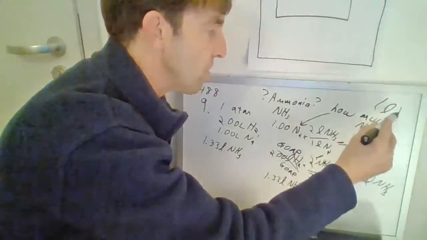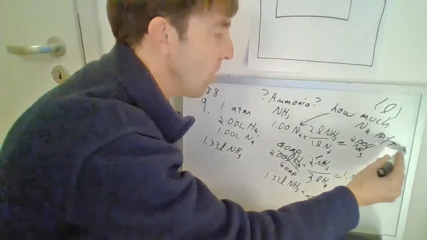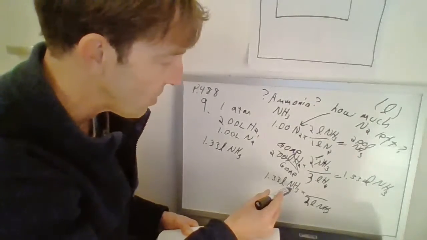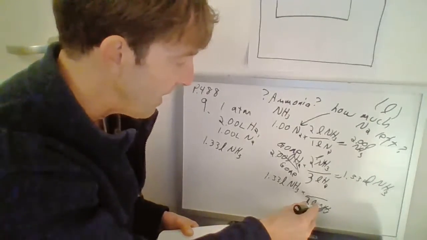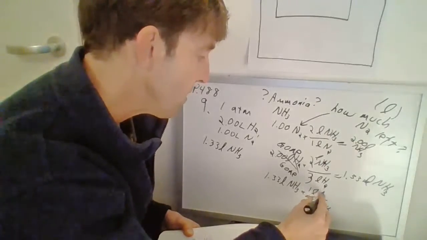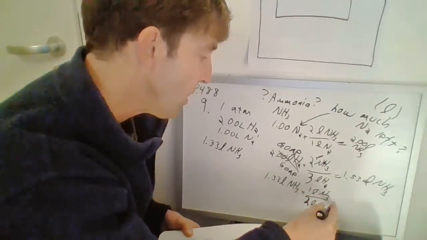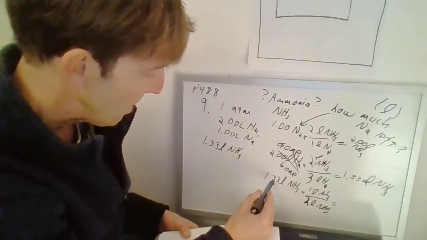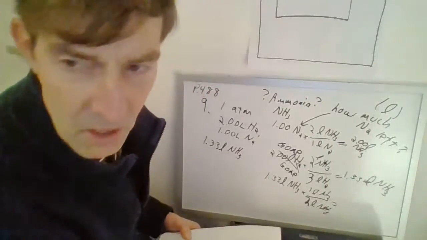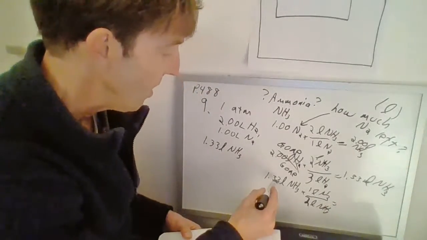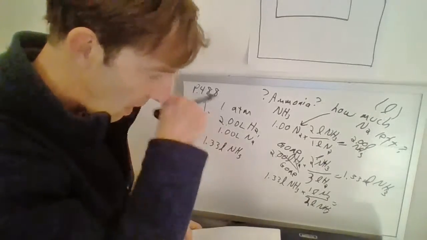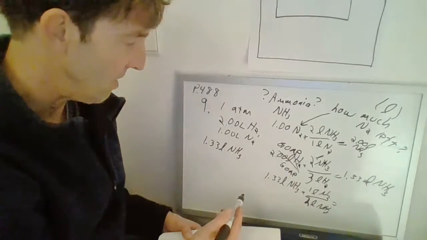And that's in liters. So we're going to do that right here. Okay, so 1.33 liters of the product. Well, for every 2 liters of that NH3, I get 1 liter of N2. So what that means is I got what? 1.33 divided by 2. Can somebody do that on a calculator? What is that? 3/4 divided by 2.